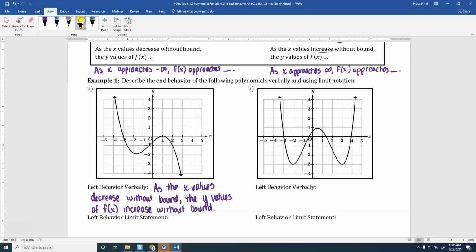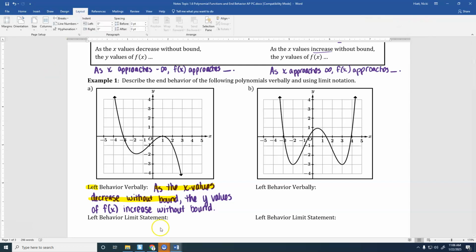So this part of the sentence, as the x values decrease without bound, that tells you you're looking at the left side. And then you're looking at whether that left side, your y values go up or down. For polynomials, it's only going to be up or down. For other types of functions, you can have different things happen. But for these, it should always be up or down.